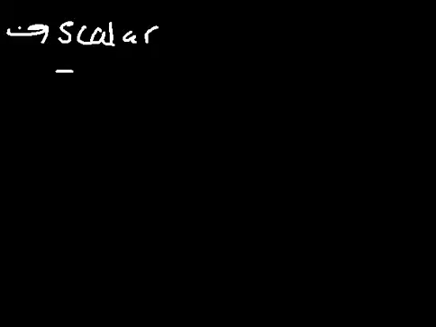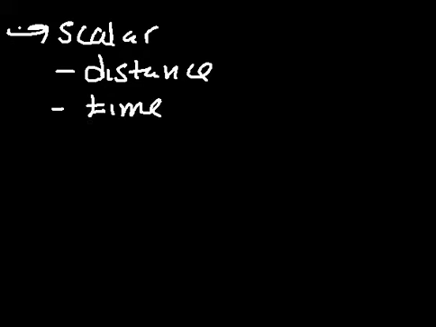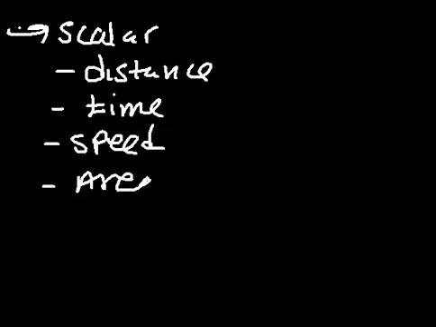Let's say we have the likes of distance. A distance is a scalar physical quantity. And we have time, which is also a scalar physical quantity. And we have speed. This is also a scalar physical quantity. We have the area, and also we have the volume and different things. These are scalar physical quantities.